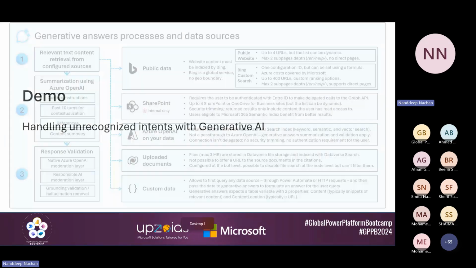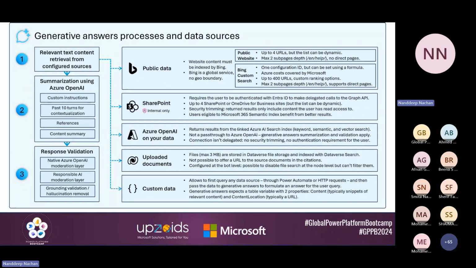The quick thing, this is how the Copilot works. We can get the data from public data, SharePoint, or Azure OpenAI on your data. We can upload our documents, bring our own data, and even specify our custom data in JSON format. So this is just the reference architecture for that.